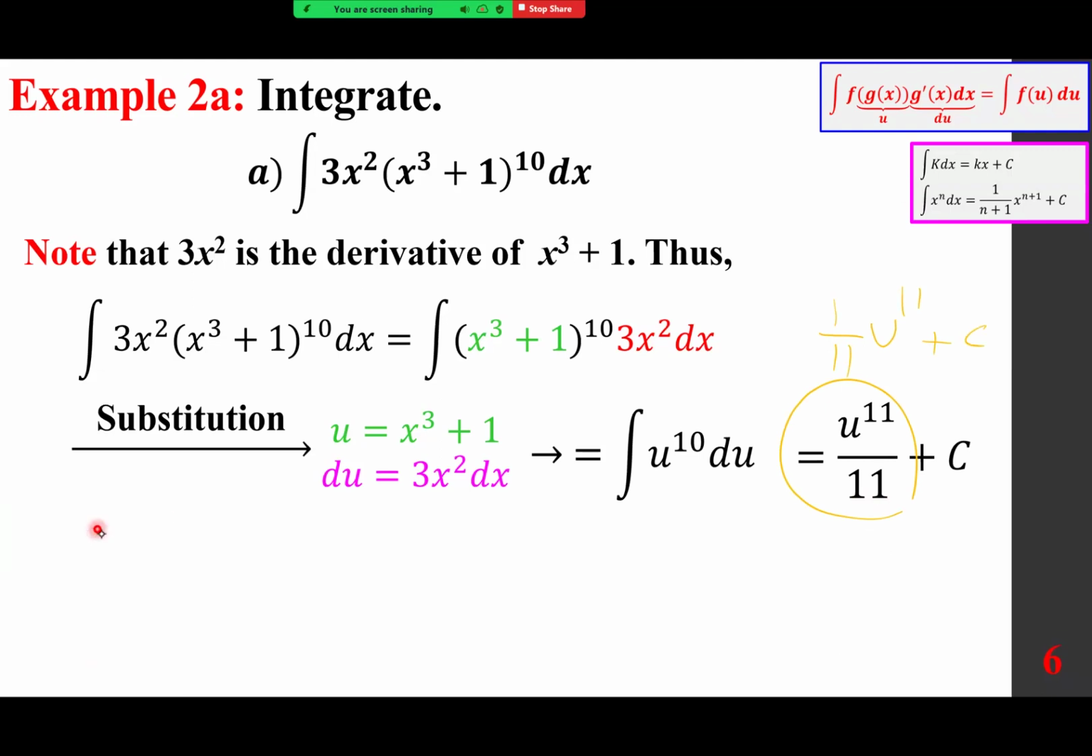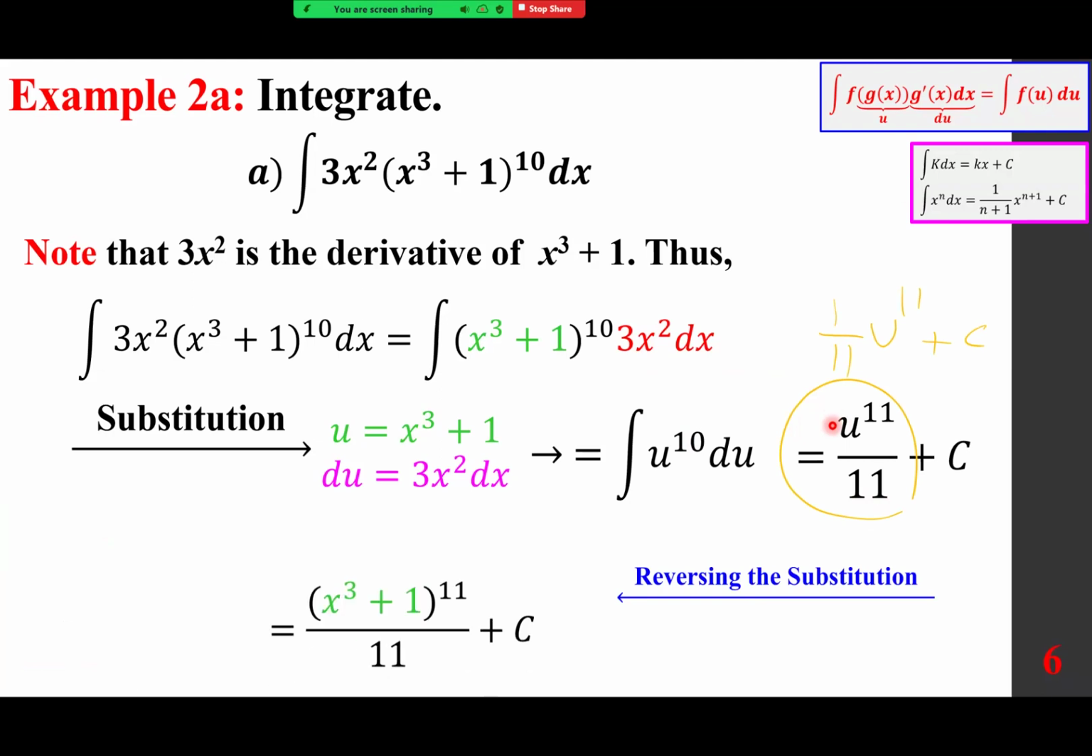Now, reversing the substitution, meaning u now is x cubed plus 1. We get (x cubed plus 1) to the power of 11 divided by 11 plus c as the final answer. And as always, if you differentiate the result, you should get this one without the dx. Okay, without the dx.